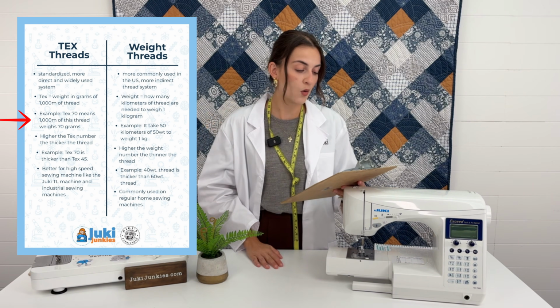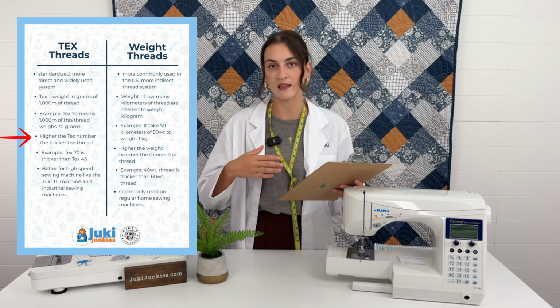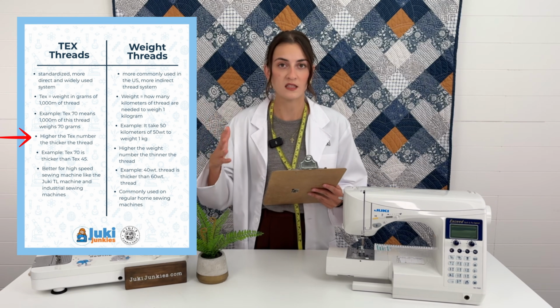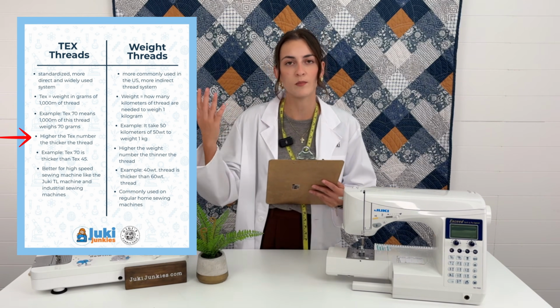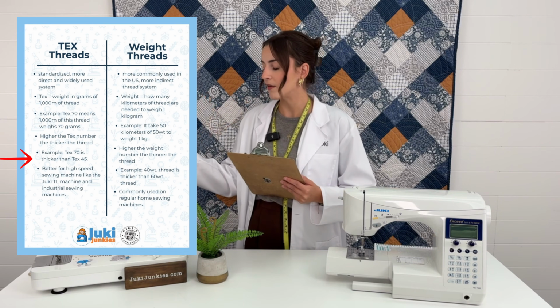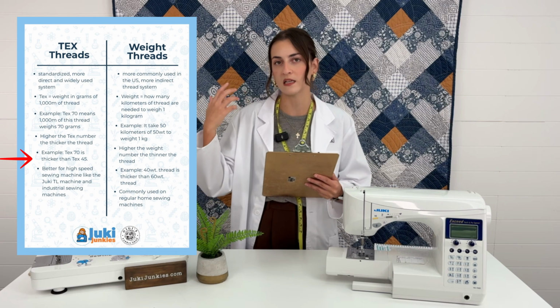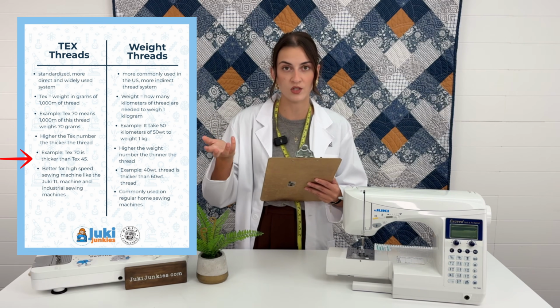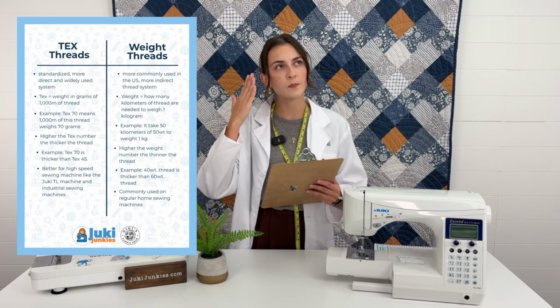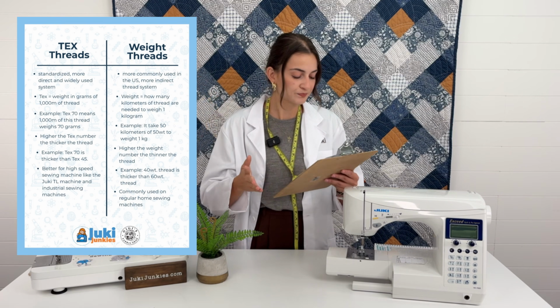All right, so the nice thing about Tex as well is that the higher the number the Tex thread gets, the thicker the thread is going to be. So it makes a lot more sense, right? So Tex 70 is going to be thicker than Tex 40, Tex 90 is going to be thicker than everything we just mentioned. So it's a lot more simple, it's a lot more intuitive, right?